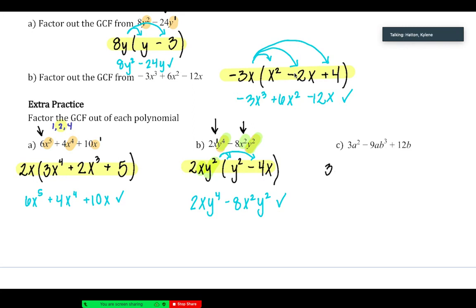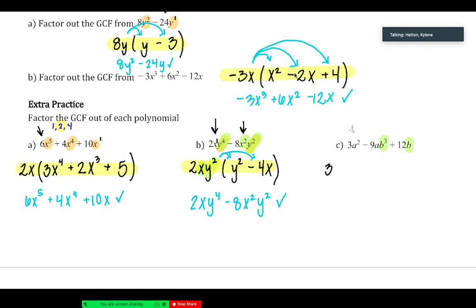But then next I have to worry about my variables. So if we want to figure out what power of a I can pull out, the first term has an a squared, the second term is an a to the first power, the third term doesn't have an a. So because the third term does not have an a, we can't factor it out of every term because it's not a factor of 12b. There's no a there. So I can't pull out an a. For b, it looks like the second term has a b cubed and the third term has a b to the first power. But because the first term does not have a b factor there, I can't pull it out. It's not a common factor of all 3 terms, so I can't pull out a b.